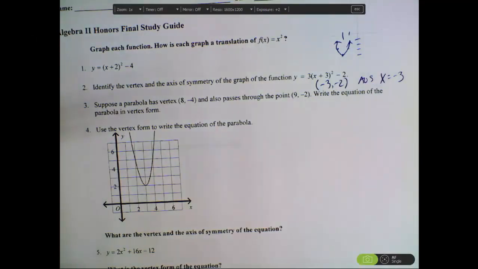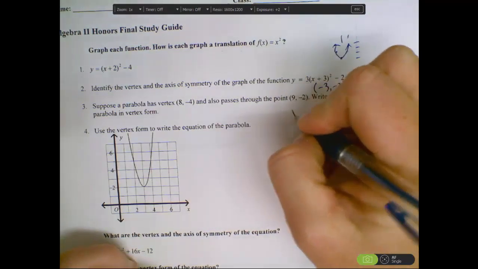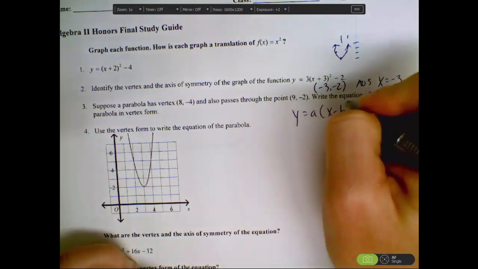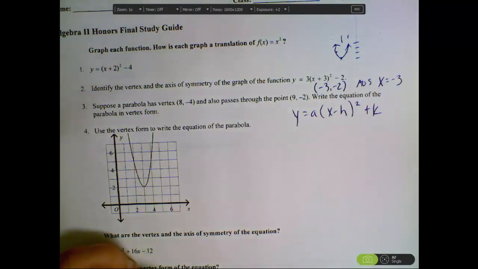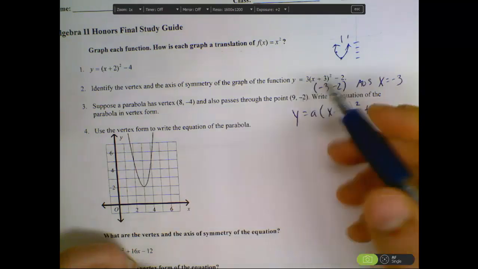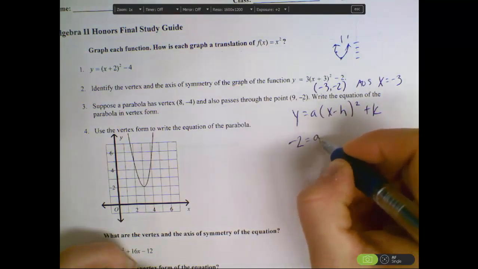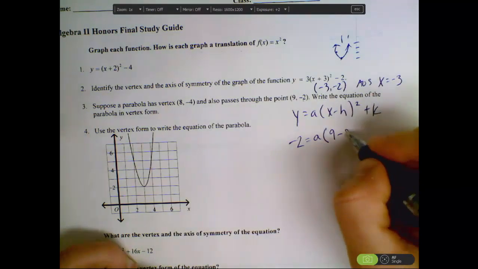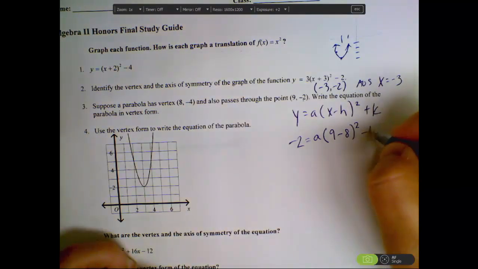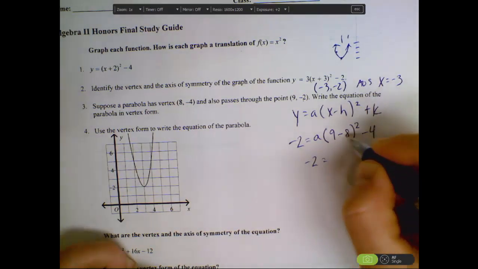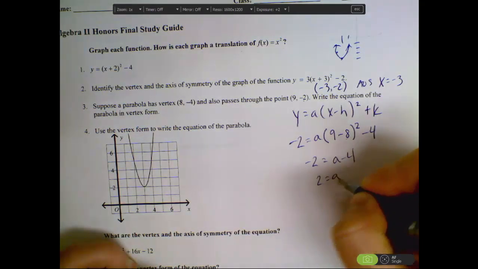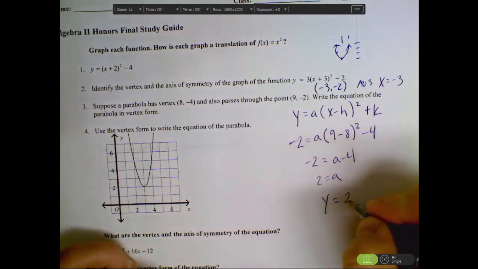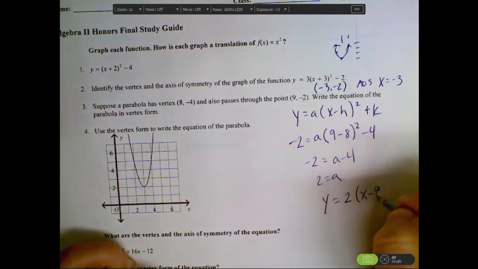This parabola has a vertex and also passes through a point. So you have to know the vertex form of a quadratic. Then you have to plug in everything you know. You know the y value is -2. You don't know a. You know the x value is 9. h is 8. k is -4. Some simple math here. 9 minus 8 is 1. Squared is 1. a minus 4. Add 4 to both sides. a is 2. So your function is y equals 2 times (x minus 8) squared minus 4.